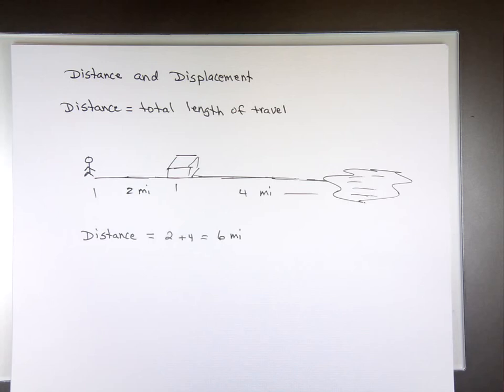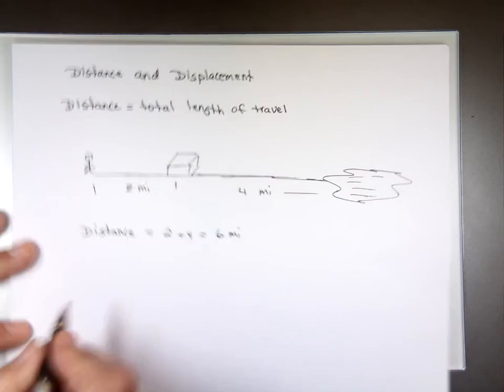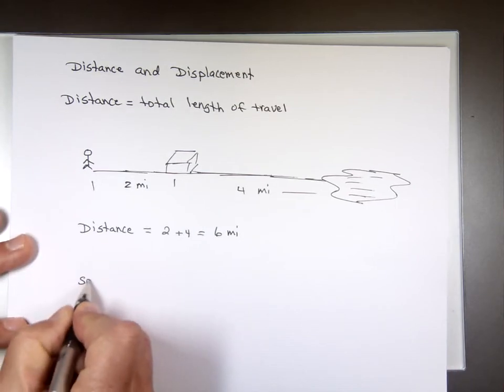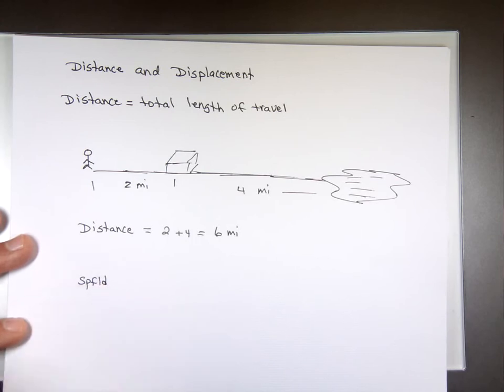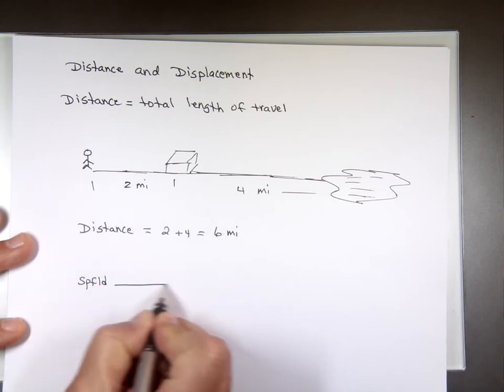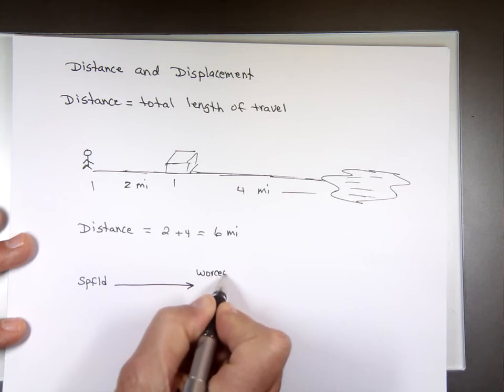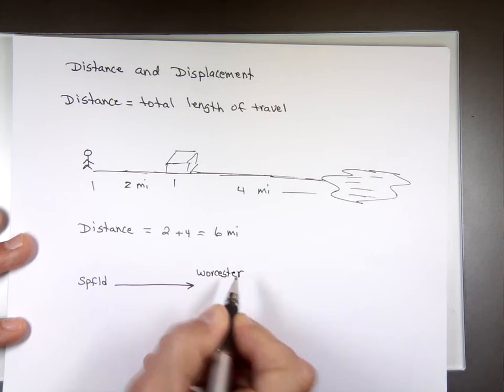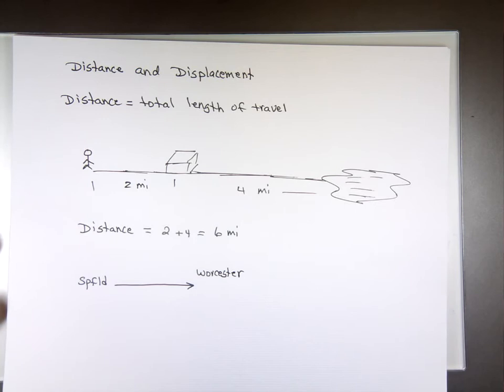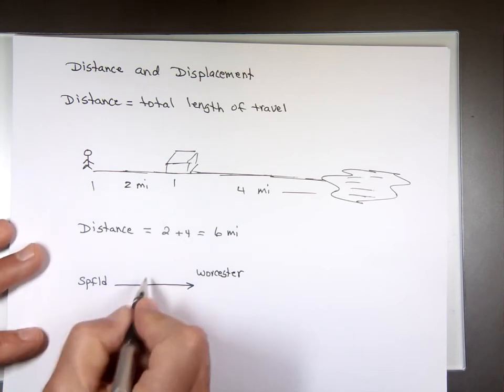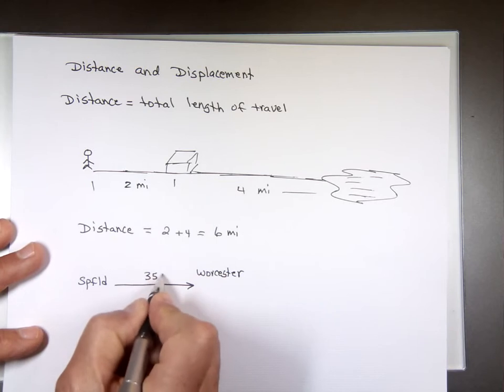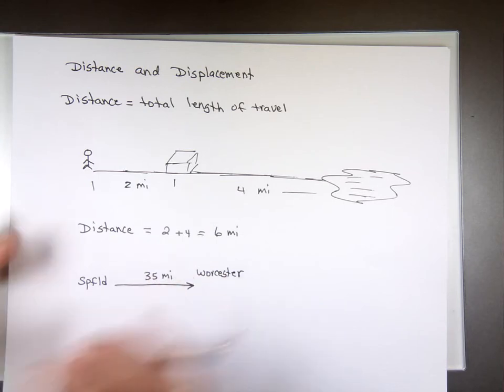Different example. After the class today, you decide you're going to leave Springfield and go to Boston. So you're going to leave Springfield, Mass. You drove all the way to Worcester. How far is Worcester from us? 40 miles roughly? 35 miles from Springfield? Let's say 35 miles.